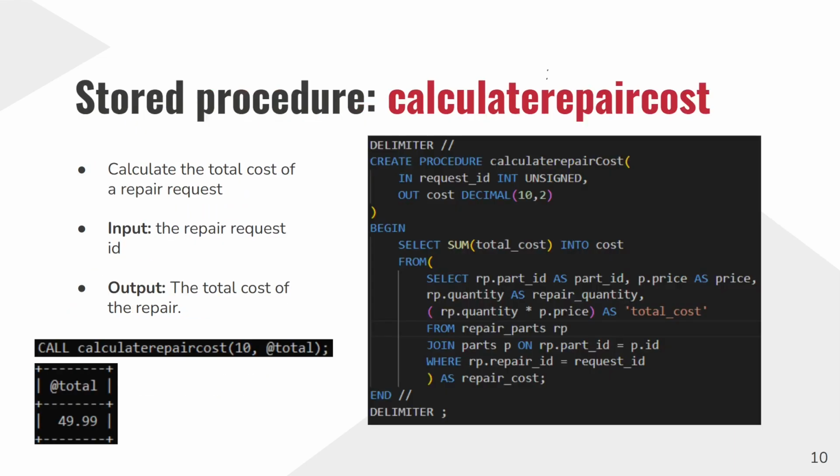The next example is a stored procedure named Calculate Repair Costs. This procedure was created to automate the calculation of repair costs based on the spare parts used. It accepts the ID of a repair request as an input and returns the final estimated costs. Stored procedures like this help ensure consistency in calculations across the database, while also reducing repetitive logic in applications that interact with it.